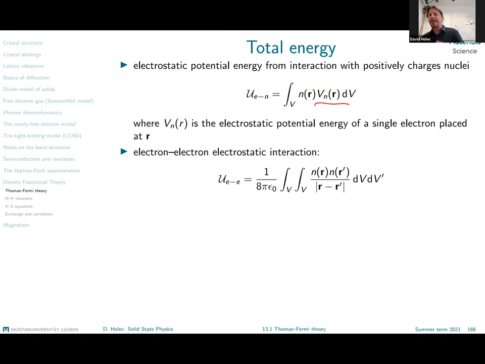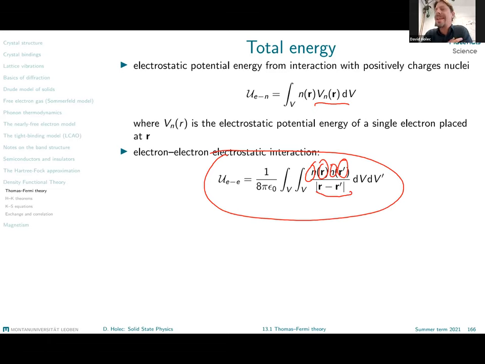We can, using the same approach, also express the total electron-electron interactions. Once again, in this expression that we have here, we recognize a very similar formula to what we had last week for the Hartree potential. So we actually integrate here the interactions between all pairs of points in the space. At each of these points in the space, we have a certain number of electrons. Here we have the distance between them, and then we integrate their electrostatic interaction over all of these distances.